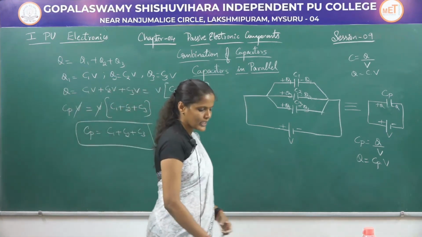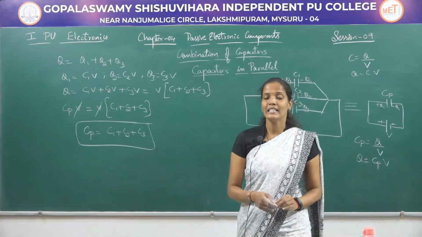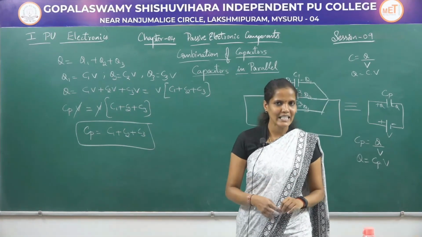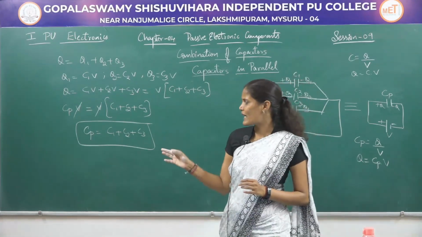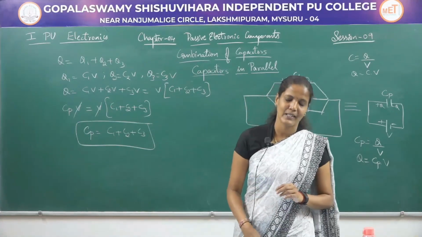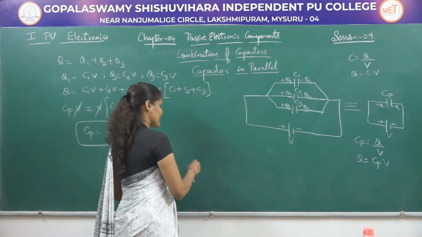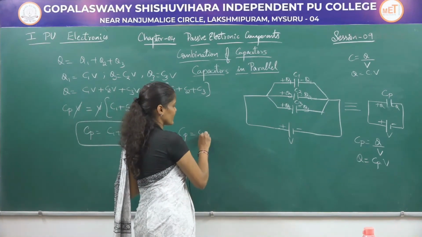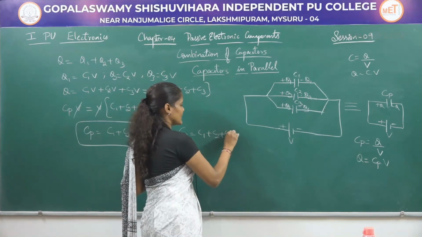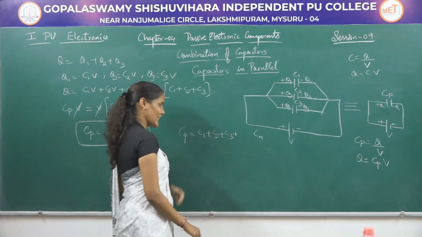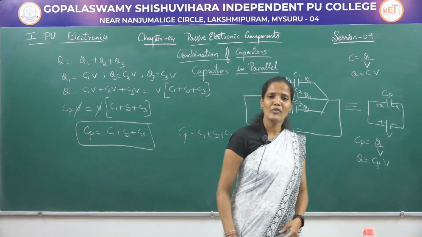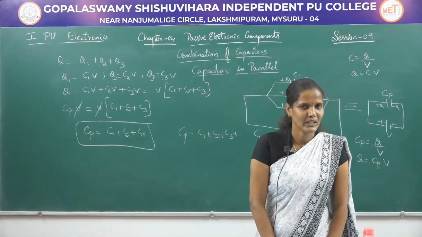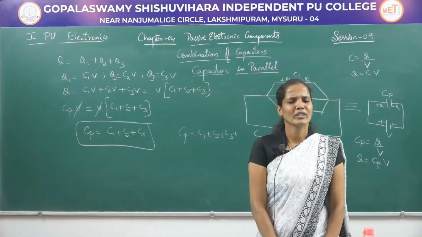Looking into this expression, we can easily tell that the effective capacitance of capacitors connected in parallel will be equal to the sum of the individual capacitances. If there are n capacitors connected in parallel, then the same expression will be Cp is equal to C1 plus C2 plus C3 so on up to Cn. So this is the capacitance value when n capacitors are connected in parallel. Clear? So let me conclude this session at this point.